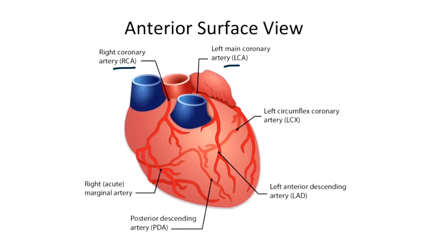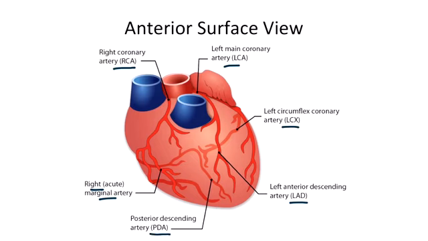The left main coronary artery branches into the left circumflex artery, or LCX, and the left anterior descending artery, or LAD. The right coronary artery branches into the right marginal artery, and 80% of the time, it also branches into the posterior descending artery, or PDA.